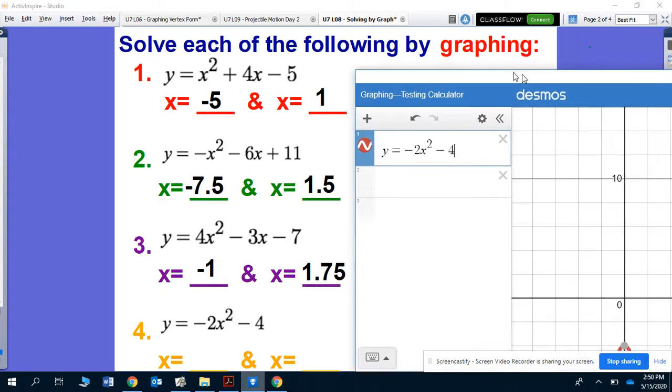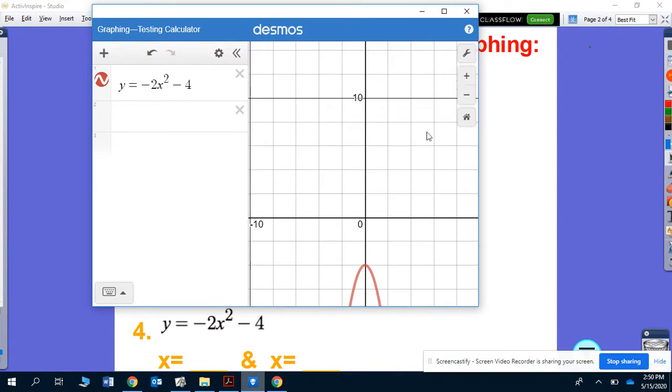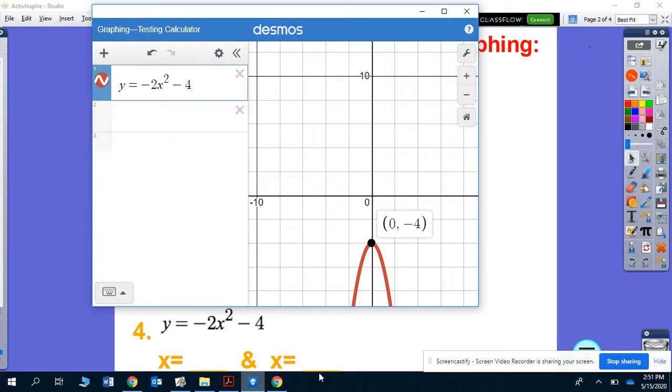And you start looking at your graph and you start asking yourself, well, hold on a second. Where does it cross the x-axis? Now, here's what happens, guys. You guys are so desperate to get an answer. You're so desperate to write something down that most of you write down 0, negative 4. It's like, no, no, no, no, no. The vertex could be a solution, but this is not a solution.